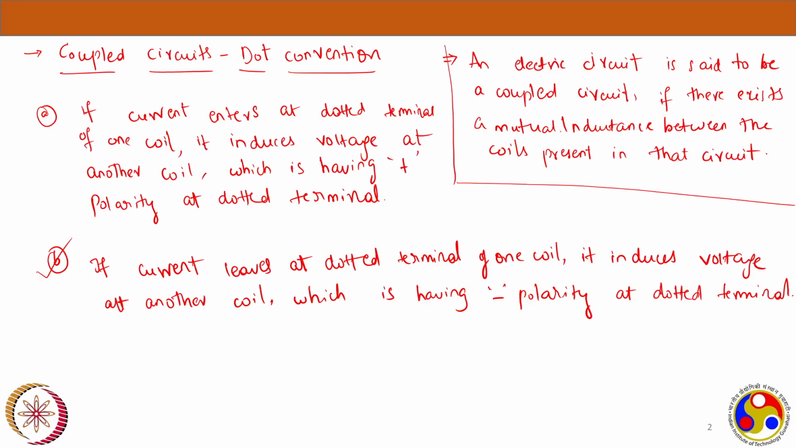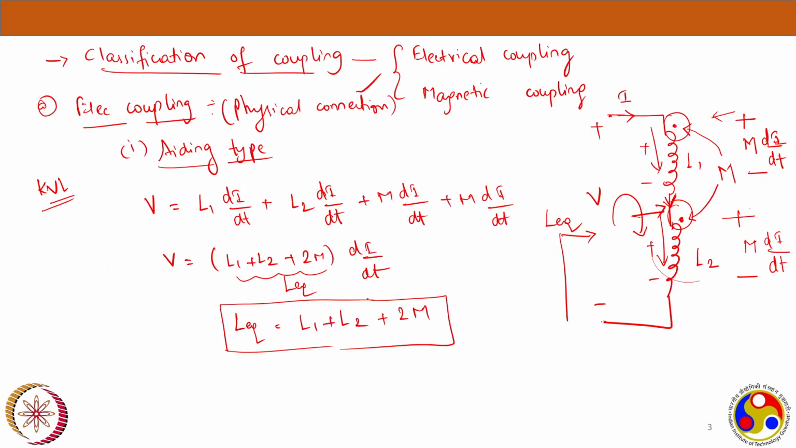In this we started from the very basics. What is a coupled circuit? What kinds of coupled circuits are present: electrical coupling and magnetic coupling. Within electrical and magnetic coupling, what exactly dot convention means, and how we determine the polarity of the voltage using the dot convention. And within that we have seen aiding and opposing types in both electrical coupling and magnetic coupling as well.